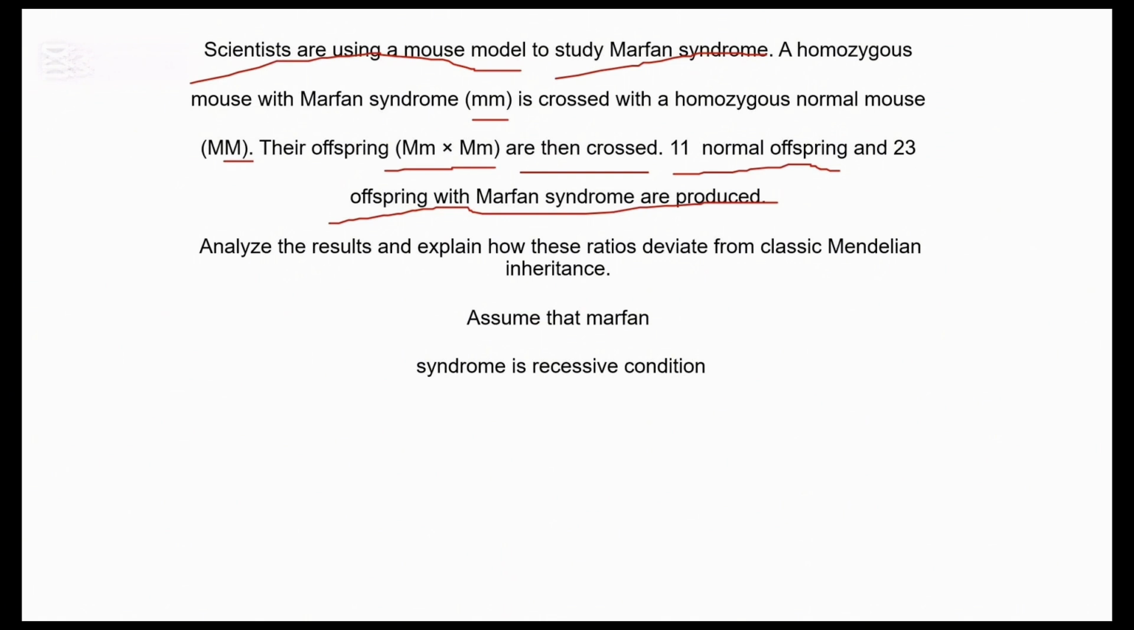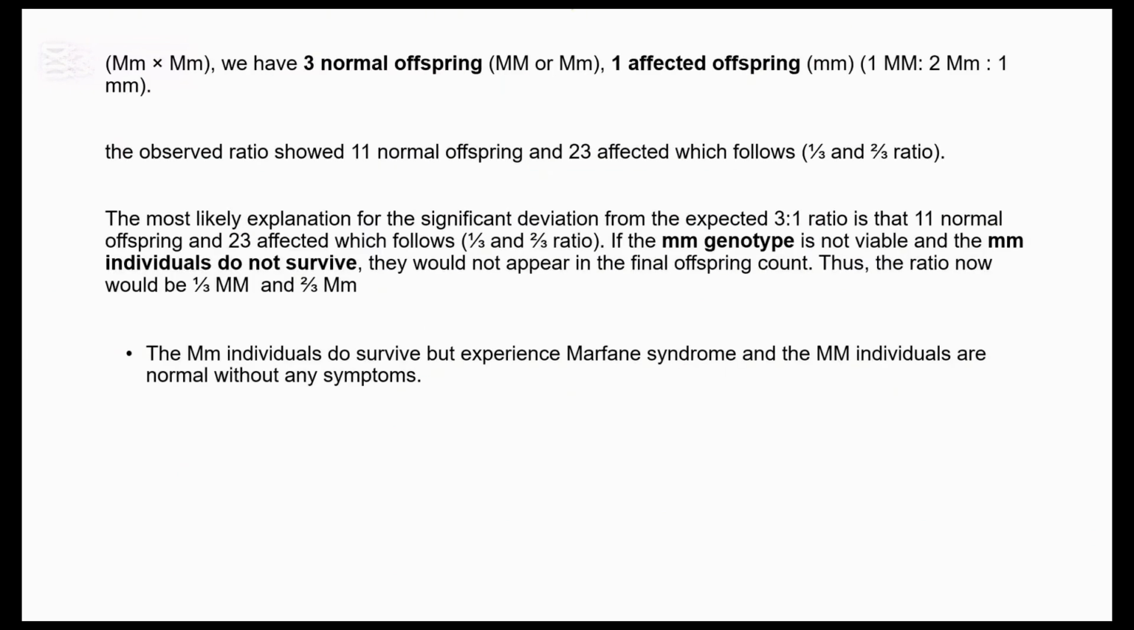So in this question, we are going to analyze this result and explain how these ratios deviate from the classic Mendelian inheritance. In this question, we are going to assume that Marfan syndrome is a recessive condition. So, according to Mendelian inheritance, when we have this cross here, we are supposed to have 3 normal offspring and 1 affected offspring, with the genotypic ratio of 1 to 2 to 1. But the observed ratio showed 11 normal offspring and 23 affected ones, which follows a 1/3 and 2/3 ratio instead.